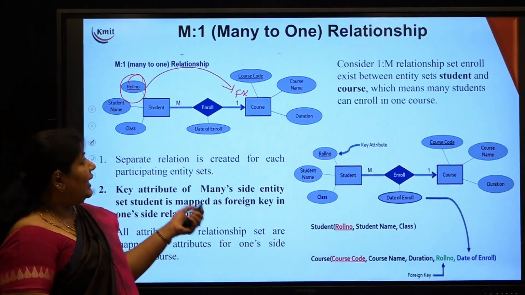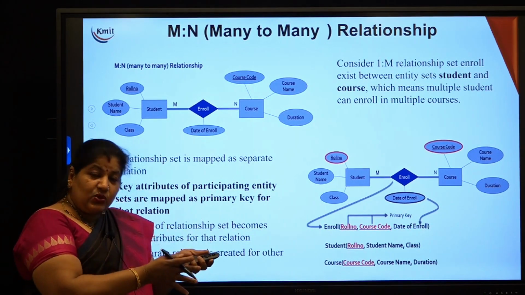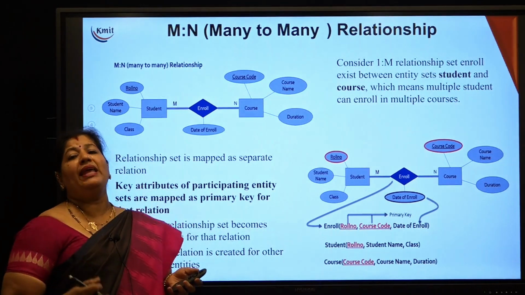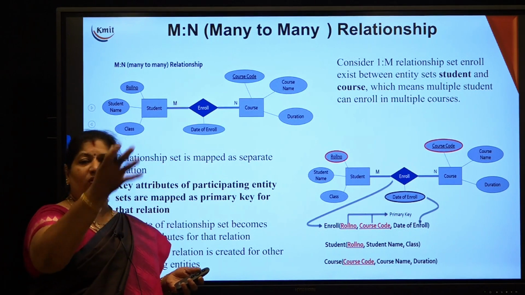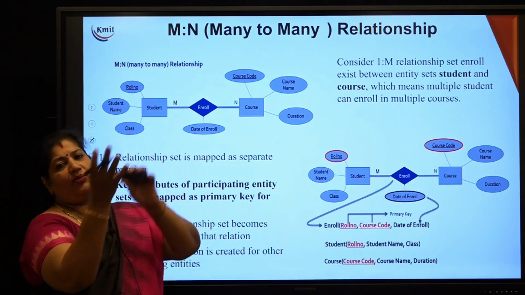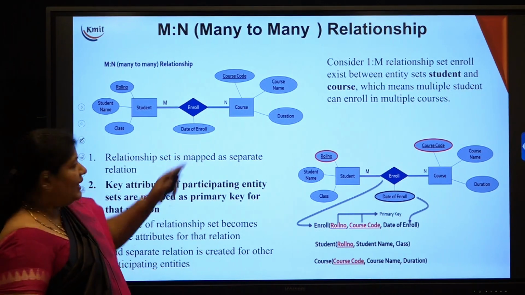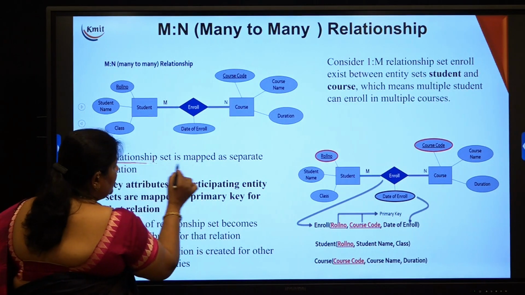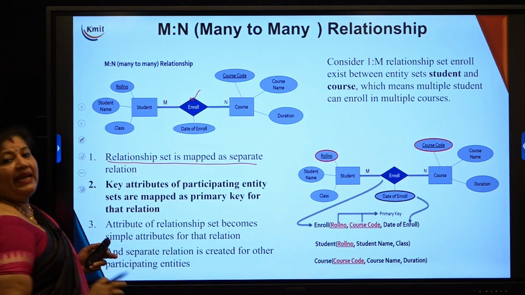Let us see what will happen in the case of a many to many relationship. Many students will enroll into many courses. One course will have many students, and many courses will be taken by many students. When both the sides are many, remember the relationship set itself is mapped as a separate relation.